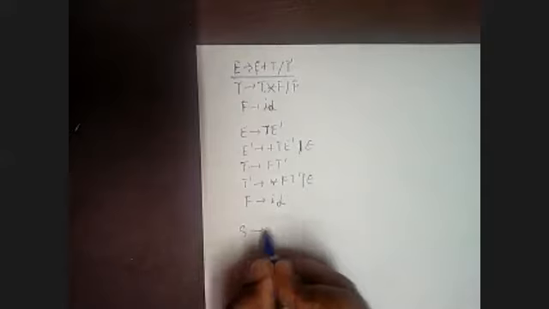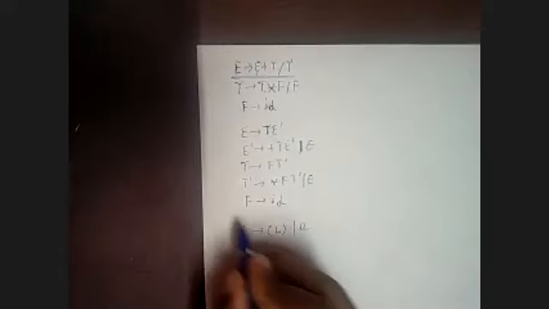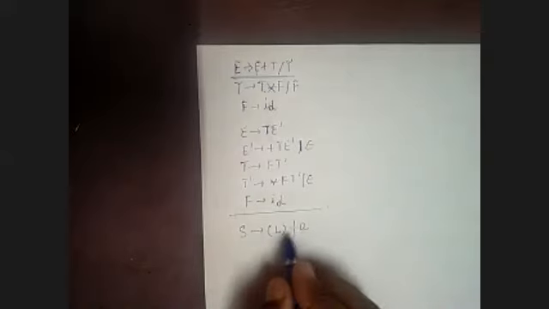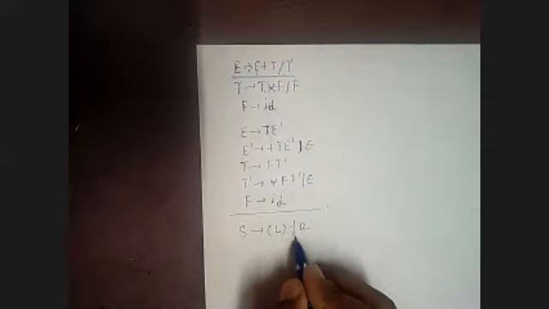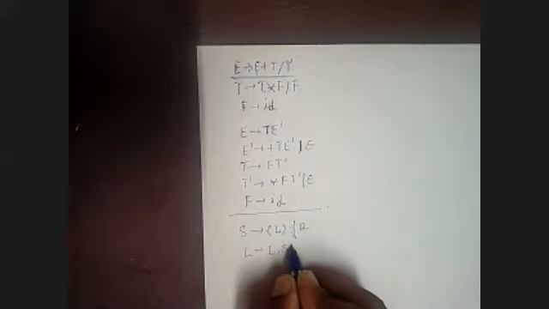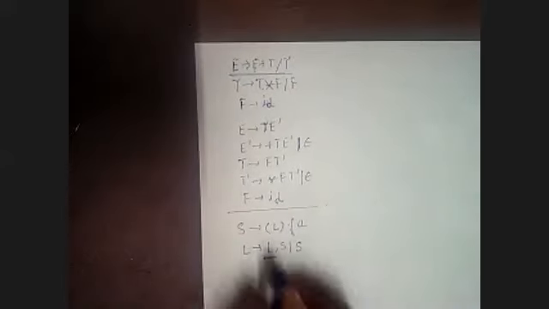Now move on to the second problem. Second problem is S tends to L or a. So anyone tell me, in this part does recursion occur or not? In this particular production recursion does not occur, so there is no need to remove recursion. The next production is L tends to L comma S. In this part recursion is available, L on left hand side and right hand side, so we remove the recursion for this particular production.